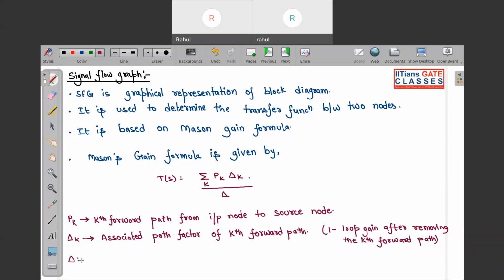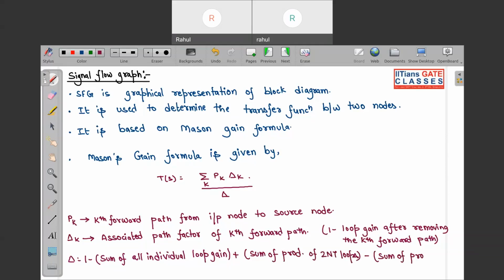Now what is this Δ? Δ is known as the determinant. That is 1 minus the sum of all individual loop gains, plus the sum of products of two non-touching loops, minus the sum of products of three non-touching loops, and so on and so forth. Usually in the exam we have up to this point, not more than this is asked.